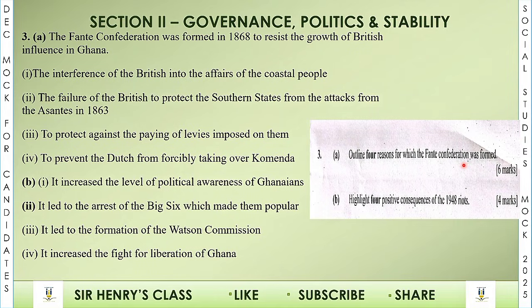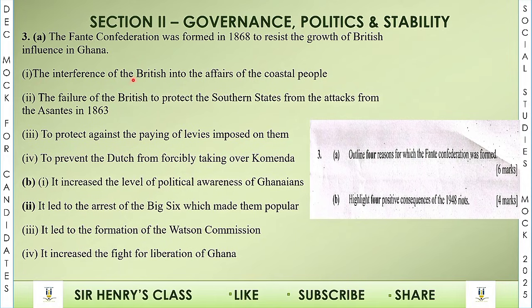3A says, outline 4 reasons for which the Fanti Confederation was formed. So the Fanti Confederation was a movement or an association that was formed in 1868 to resist the oppression from the British during that time. This confederation was formed by some of the states in the central region around the Mankessim area. It was about 8 and later 3 joined, and then they were fighting against the colonial influence on the people of the Fantis or people of that coastline.